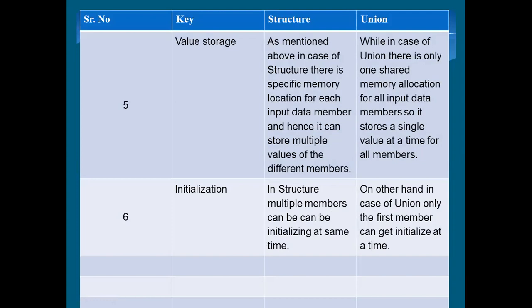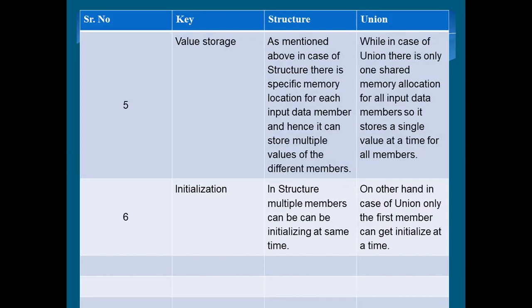Structure and union: structure is a keyword, and union is also a keyword. If we want to create user-defined data types, we create them by using the structure and union. If we want to store multiple values, then we use the structure. If we want to hold only one value at a time, then we use the union.